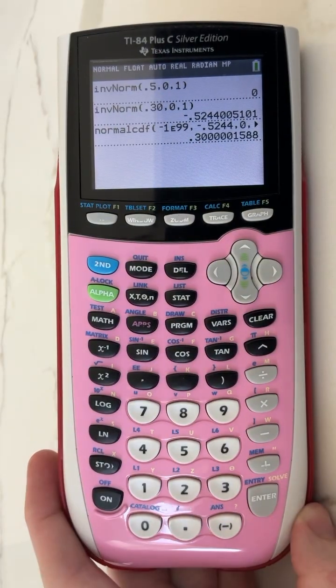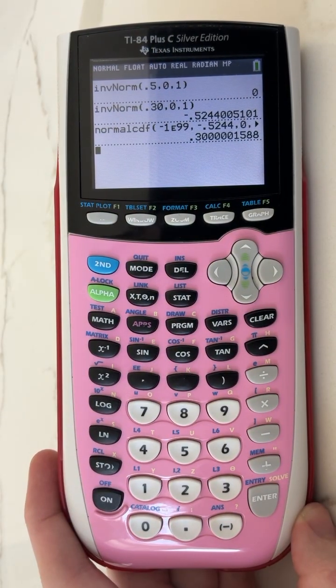Very good. Now let's say we're talking about a group of people whose heights are normally distributed with mean 70 inches and standard deviation 5 inches. Maybe we'd like to know what height is the 90th percentile. So what height is taller than 90% of people in the group?